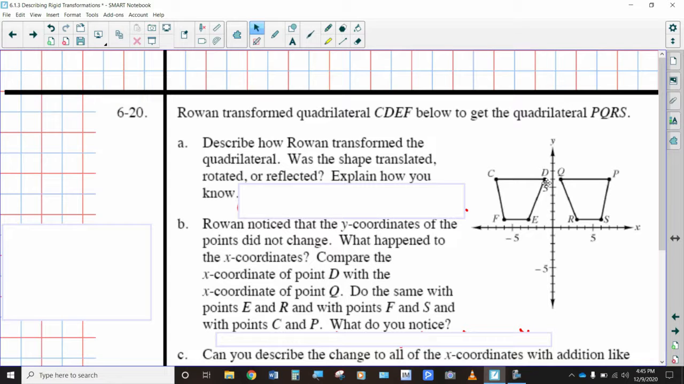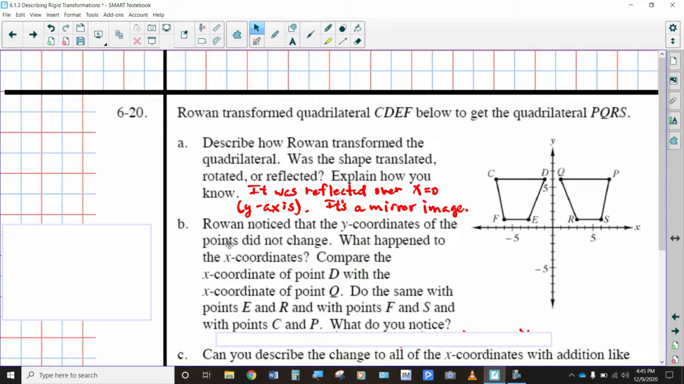They look the same. The only thing that I'm noticing is this side looks like it corresponds to that side because they have the same level of steepness to their slope, even though this one would be a negative slope and that would be a positive slope. And the same can be said for CF and PS. So this appears to be a mirror image of that. So I would say that it is a reflection, and it reflected over the y-axis, which is where x is equal to 0. The explanation is the fact that it appears to be a mirror image of the original.